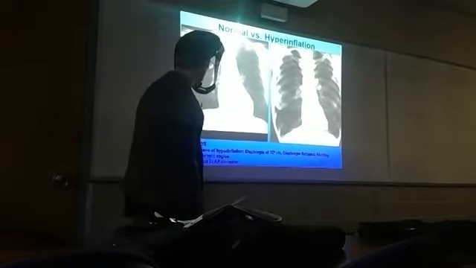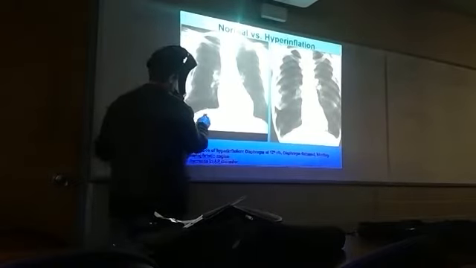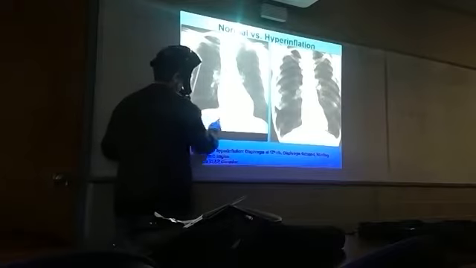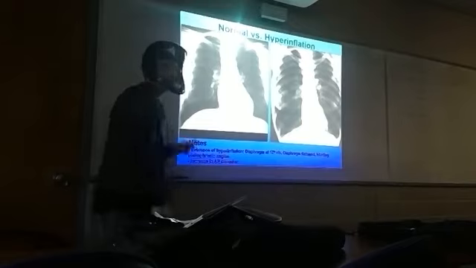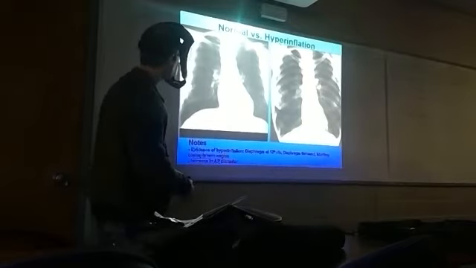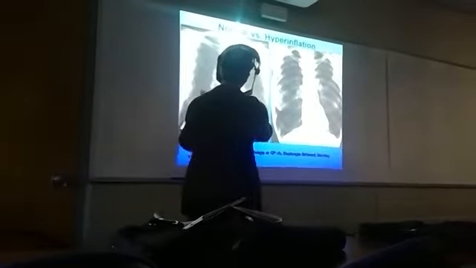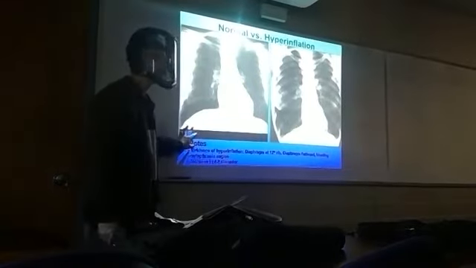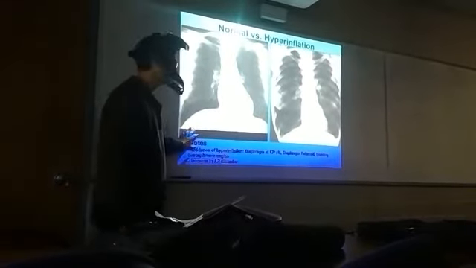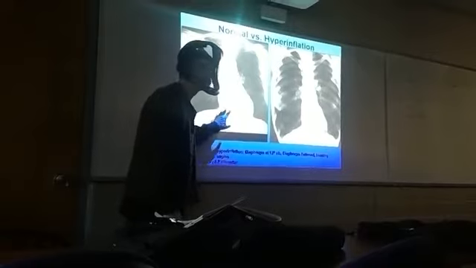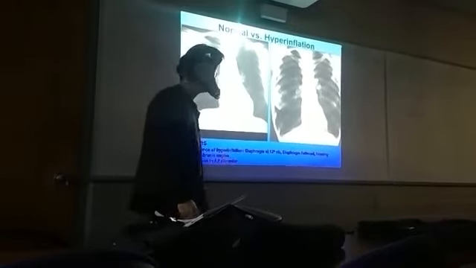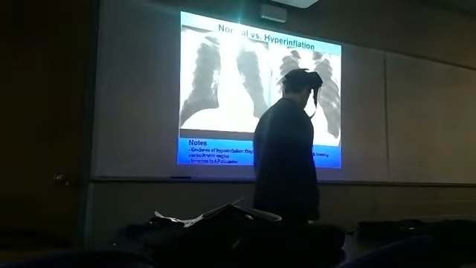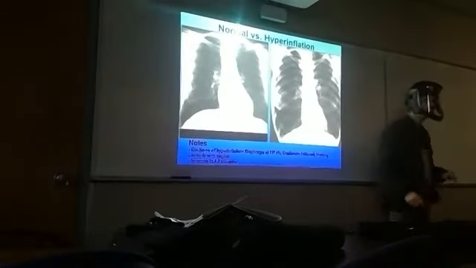Okay. Take a look at the diaphragms. Look at the curvature of the diaphragms. See how nice and concave they are? Nice curvature of the diaphragms. That's normal too. Take a look at the cardiac silhouette. Look at the cardiothoracic ratio. It's less than 0.5. Okay, it's not too big, not too small. Everything looks good here.